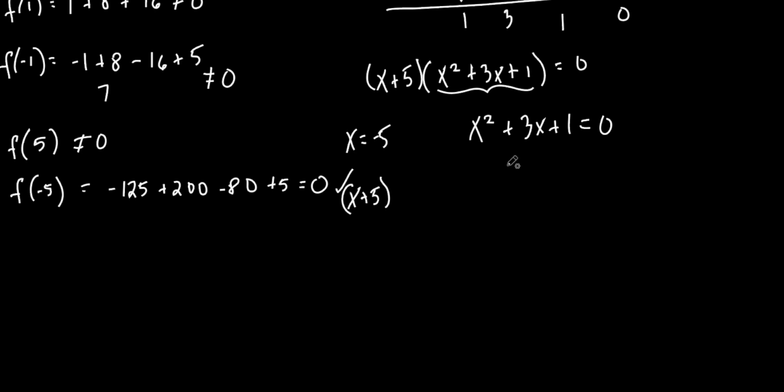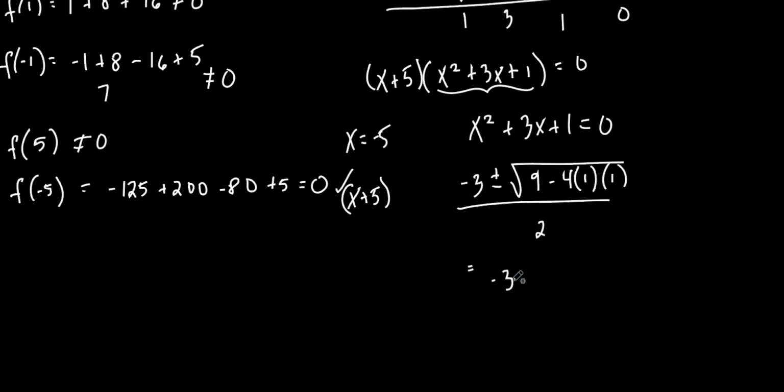So what is that? It's negative b, right? What's negative b? Negative 3 plus or minus square root. B squared, what's that? 3 squared, which is 9, minus 4 times a, which is 1, times c, which is also 1, over 2 times a, which is just 2. All right, let's simplify this. It's negative 3 plus or minus square root of 9 minus 4, which is a 5, over 2. And that's basically what your x is.